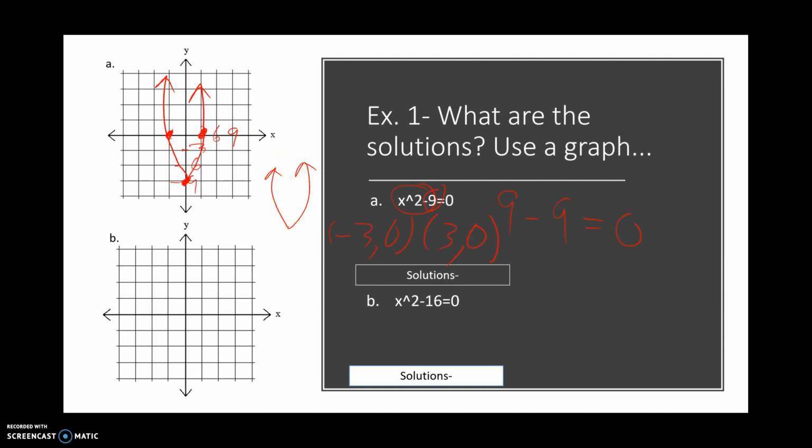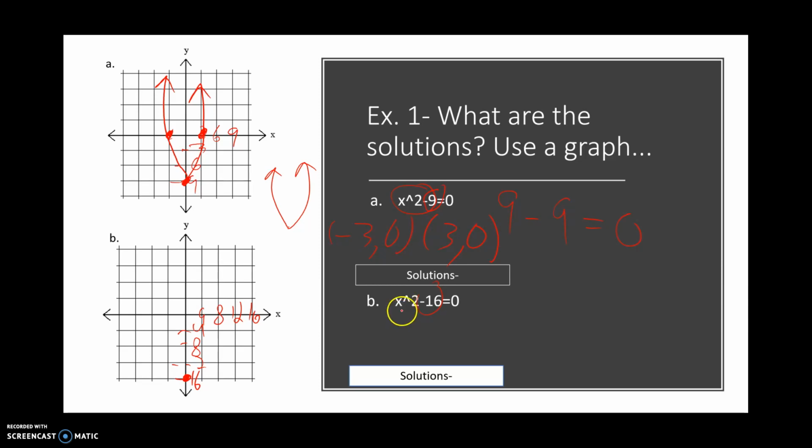Okay, letter B. If you want to do this on your own, please pause the video and go ahead and try it. If not, I'm going to start right now. X squared minus 16 equals 0. So let's take a look at this. What should we go by if we have a 16? I think the easiest would probably be going by 4s. So let's do negative 4, negative 8, negative 12, negative 16. Okay, next up. So we have, just like our negative 9, we have a negative 16. Put a dot at negative 16.